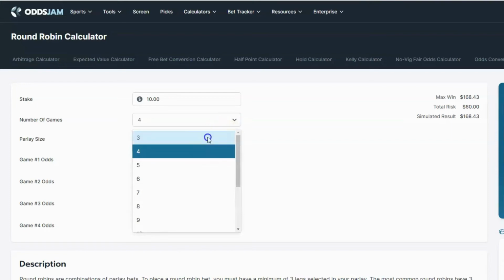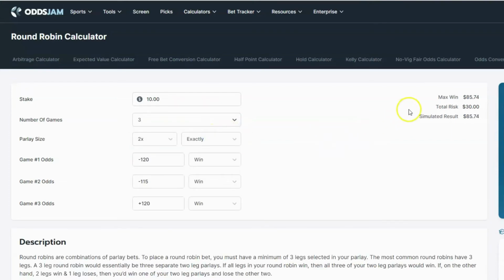So let's go back to that 3 game. Just want to show you that real quick. Again, you're going to be risking $30. You'd have a result of an $85.74 profit. Let's say you actually lost this first one. You're going to come out winning 2, losing 1. You're still going to get $11.13.